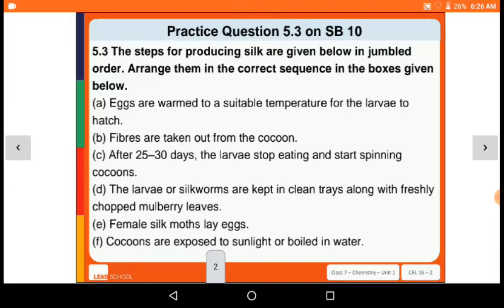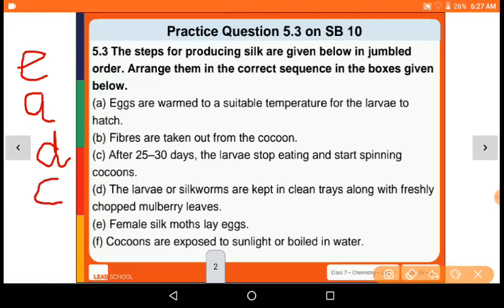So first is E, then second A, then third, we will keep it with the mulberry leaves so that it produces the next step. So the larva or silkworms are kept in the clean tray along with freshly chopped mulberry leaves, which is option number D. Okay, then next step, after that mulberry, it will start spinning cocoons around them, which is option number C. After 20 to 30 days, the larva stops eating and starts spinning cocoon.